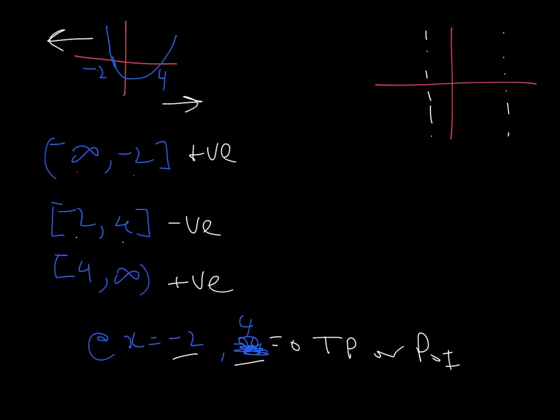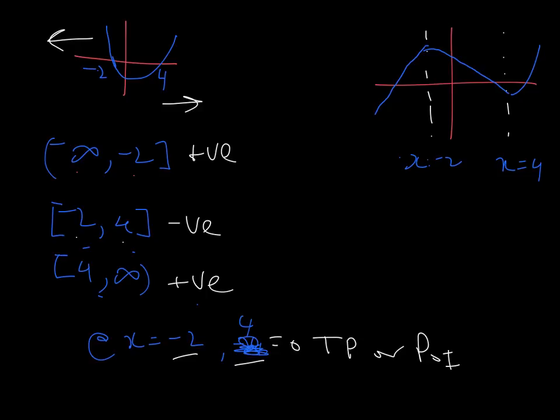So between negative infinity and negative 2, it's positive. So we're going to go something positive. It's all about there. That's our x equals negative 2 and our x equals 4. Now, between negative 2 and 4, it is negative, so it's going to go down until it reaches there. So we've got a negative gradient. Then from 4 onwards, it is positive. So that's what we're doing there.